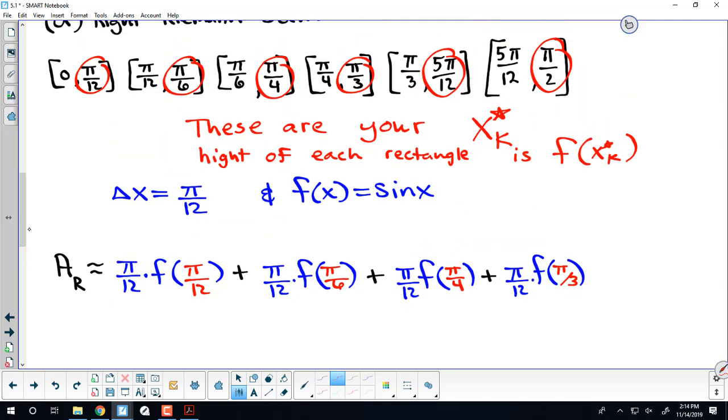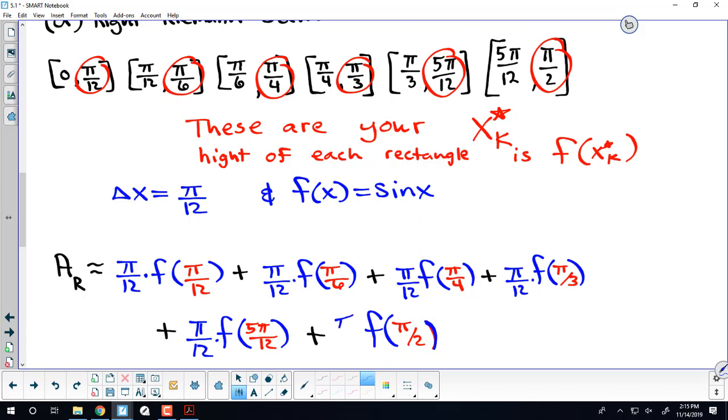I might not be able to fit this in. I'm just going to write it down here. Pi over 12. That's the height of the fifth rectangle, or the area of the fifth rectangle. Pi over 12 times f of 5 pi over 12. And the height of the sixth rectangle is f of pi over 2 times its length, pi over 12.